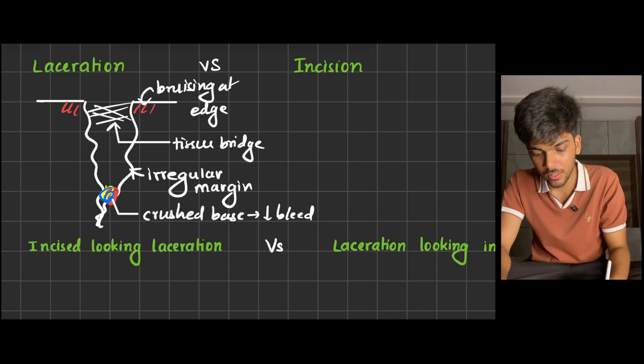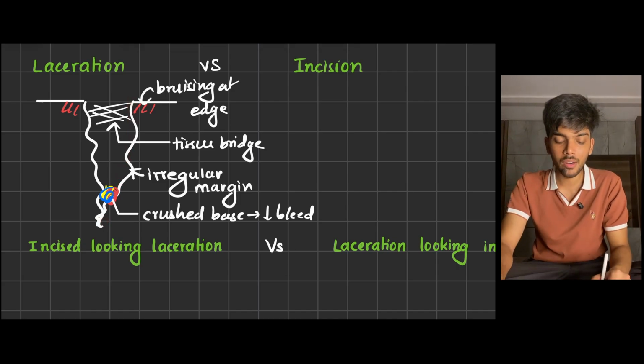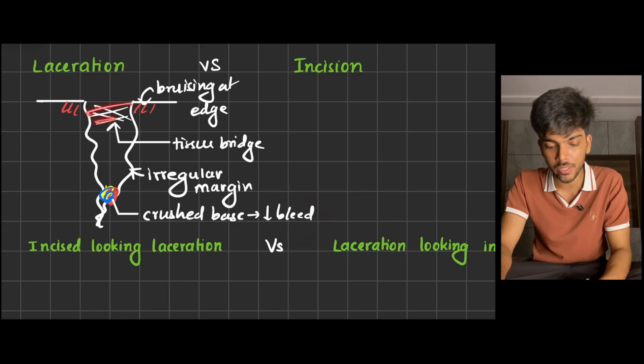So there are four things. First, the margin is irregular. Second, the edge shows bruising. Third, the base is crushed, so there is less bleeding. And fourth, there are tissue bridges.